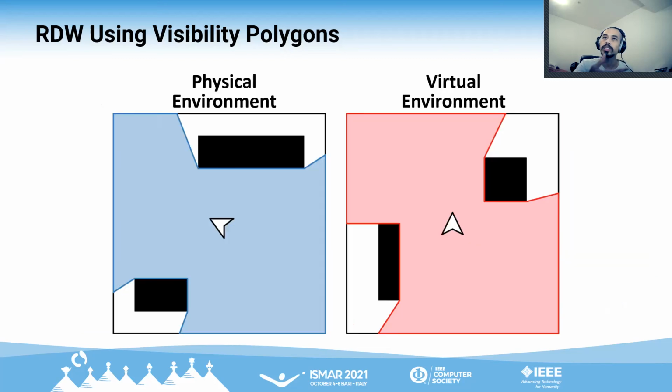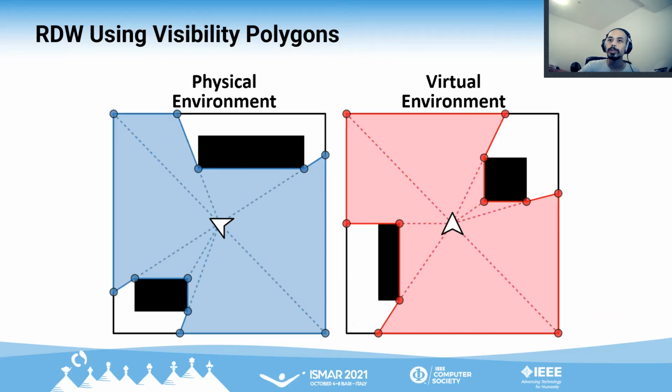I'll go over this algorithm now at a high level, and the full details can be found in our paper. How our algorithm works is that on every frame, we compute the visibility polygon in the physical and virtual worlds, and then we divide up these polygons into regions called slices. Then on every frame, we identify the slice that the user is currently walking towards in the virtual world, which is shown in orange here. We consider this to be the slice that the user is currently looking at, because we assume they walk in the direction that they're looking.